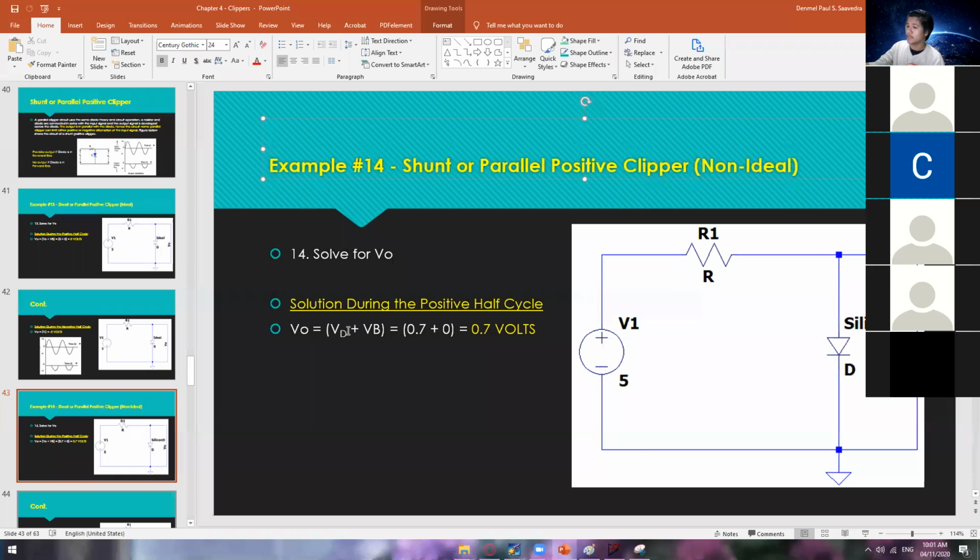Again, you have to get the voltage drop of the diode or the voltage drop of the bias voltage. In here, we only have a voltage drop of the diode. We don't have the voltage drop of the bias voltage, so just put 0 here. As a result, 0.7 plus 0 is equal to 0.7 volts. So we have a very minimal voltage output in the positive half cycle.